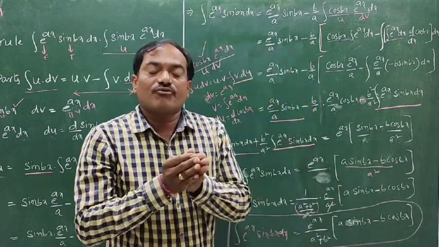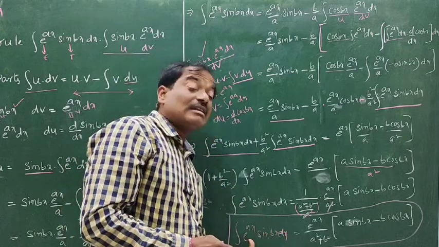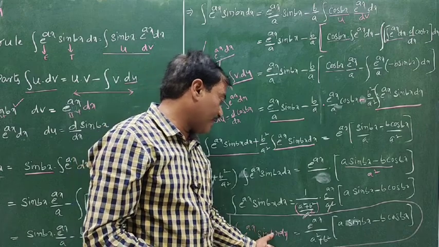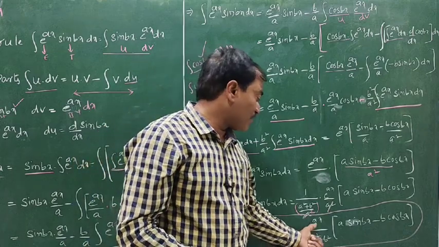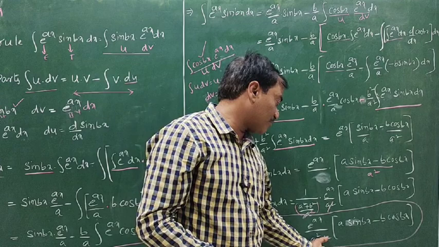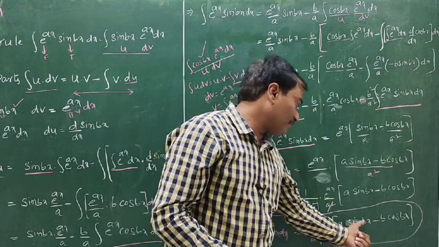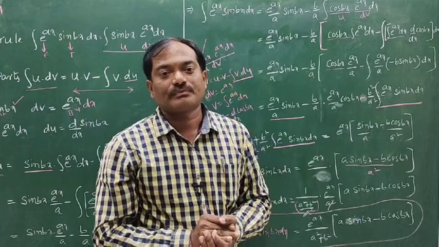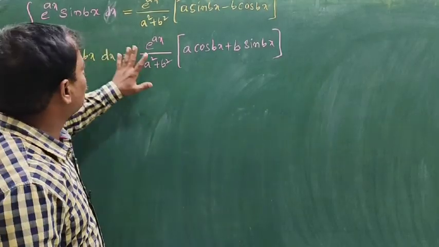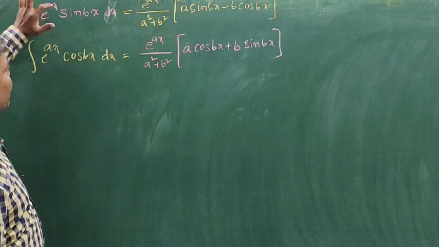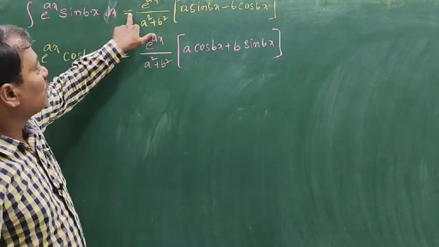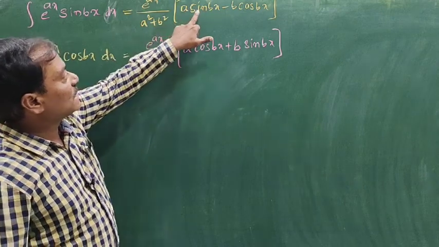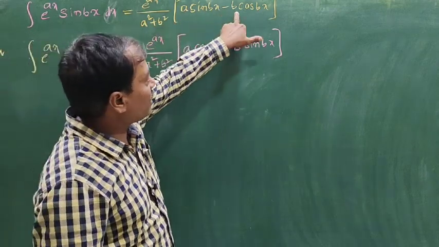So now students, we have to remember this integral like a formula. What is the formula here? The integral e power ax sin bx dx equals e power ax by a square plus b square into a sin bx minus b cos bx. Now dear students, this is the formula: integral e power ax sin bx dx equals e power ax by a square plus b square into a sin bx minus b cos bx.